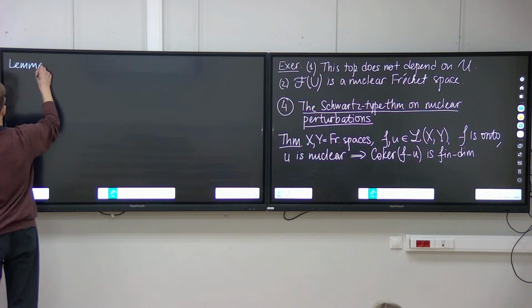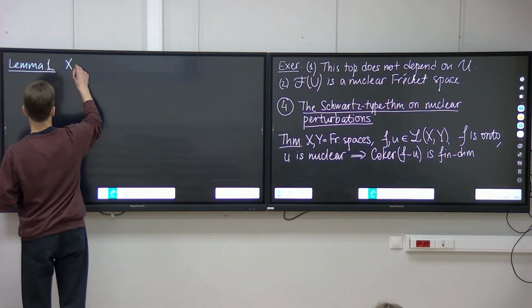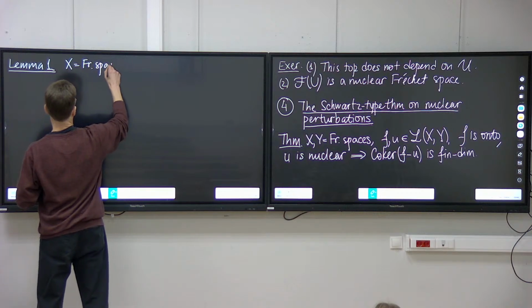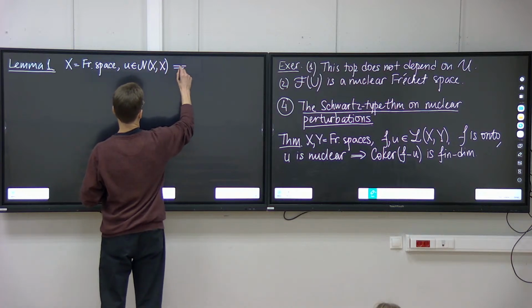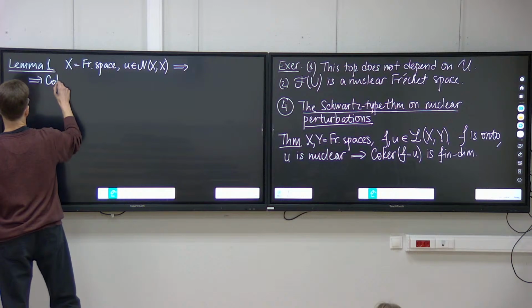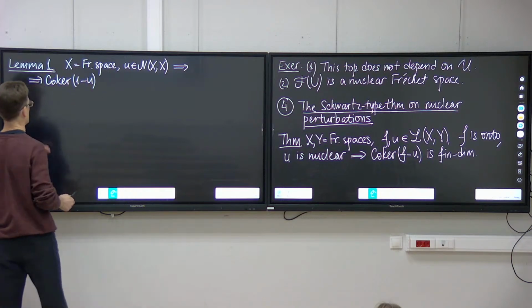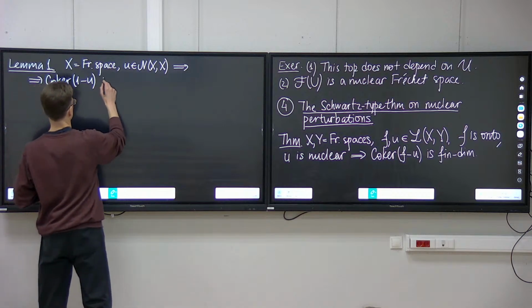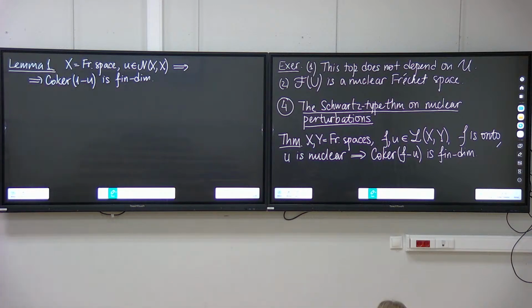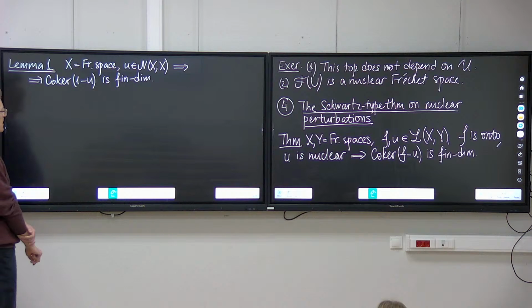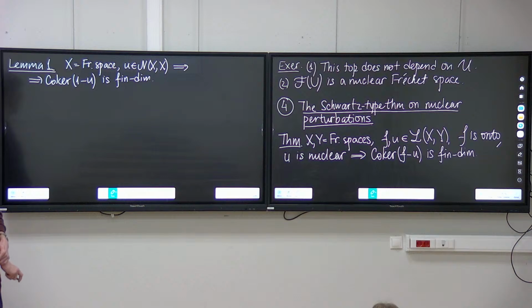Lemma 1. Suppose that X is a Fréchet space, and U is a nuclear operator from X to itself. I claim that the co-kernel of 1 minus U, where 1 is the identity map on X, is finite dimensional. Oh, by the way, I forgot to explain what I mean by co-kernel here. I mean the co-kernel in the category of all locally convex spaces, not necessarily Hausdorff. So theoretically, this is just the quotient modulo the range, equipped with the quotient topology.